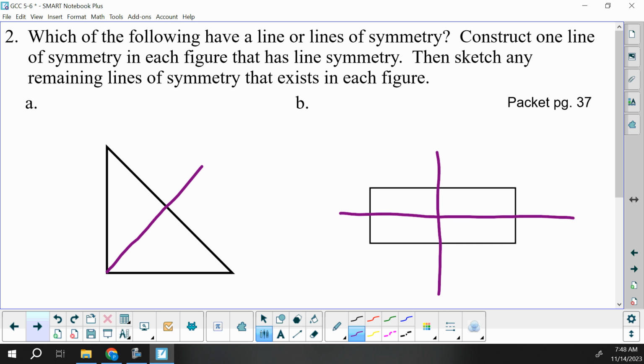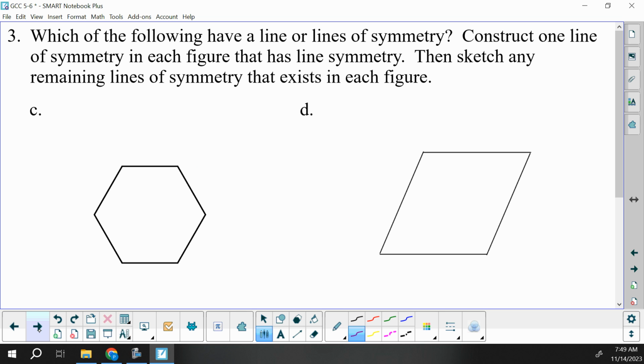Now, a common misconception is that a rectangle has a diagonal line of symmetry. If you take one of the pages in your packet and you try to fold it along the diagonal, what you'll find is those corners that are flipping over don't end up meeting up. And that shows that a rectangle does not have a diagonal line of symmetry.